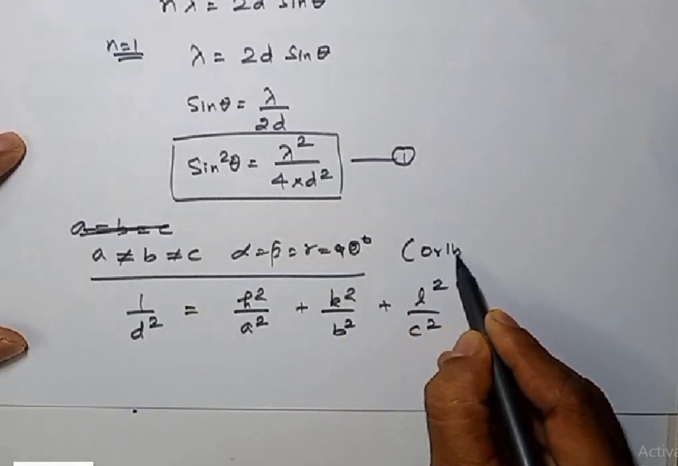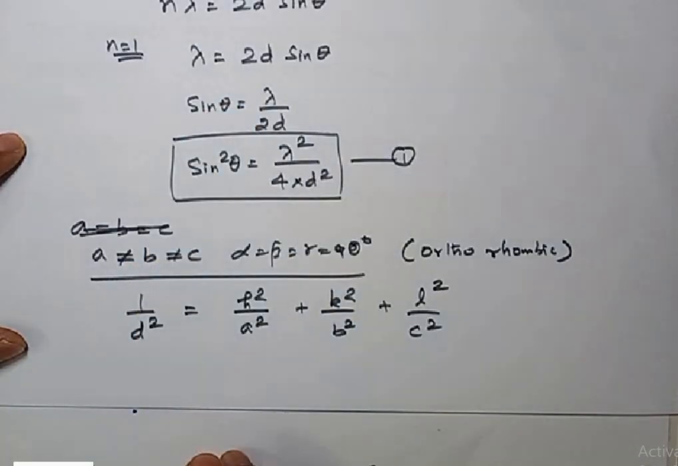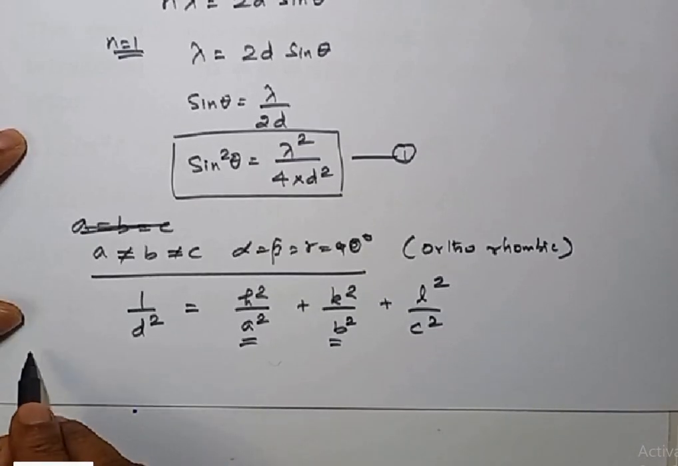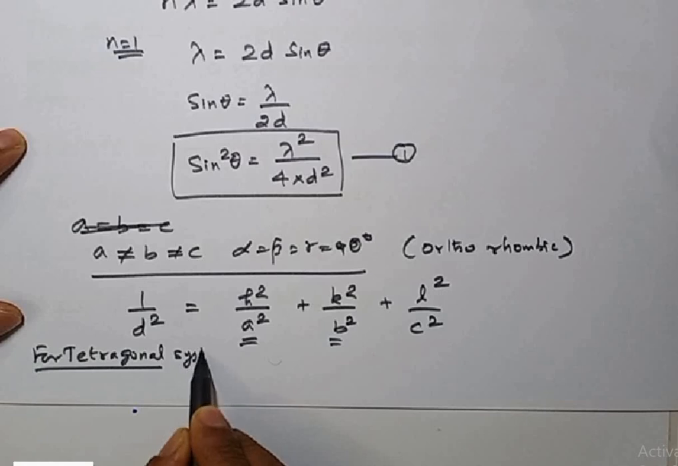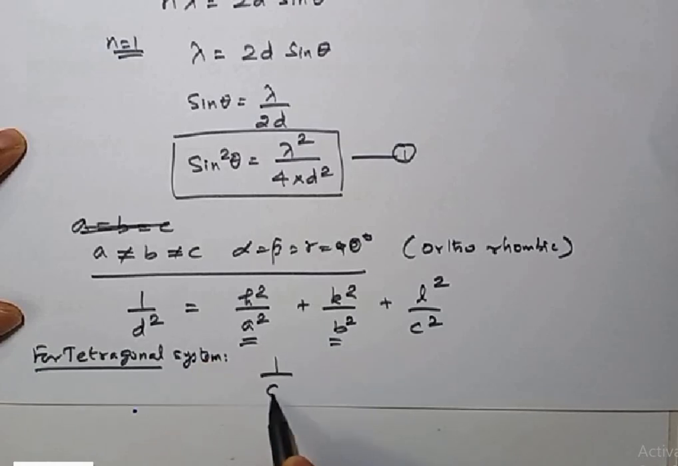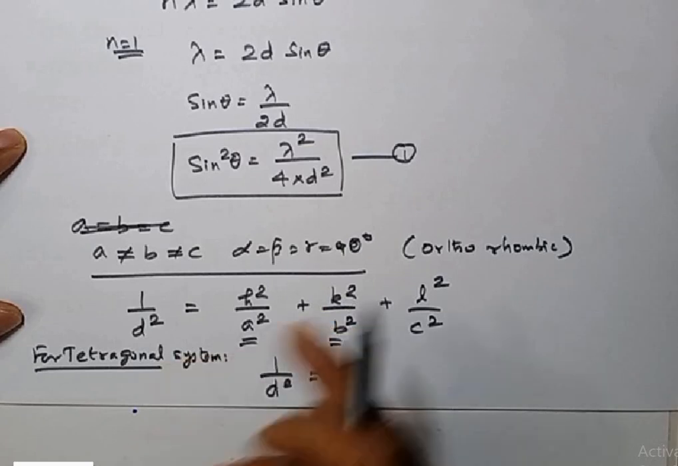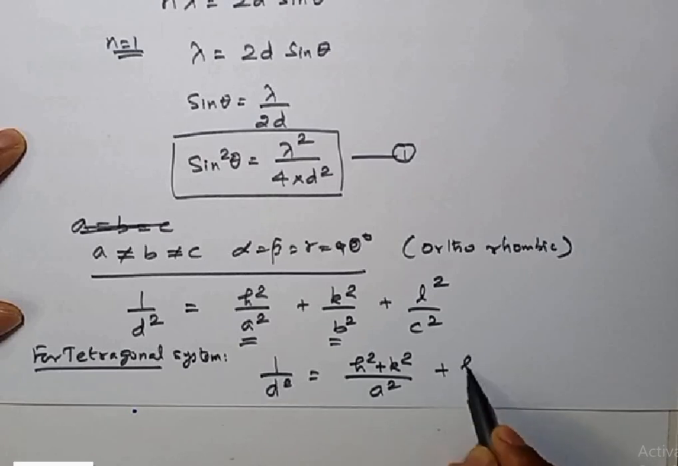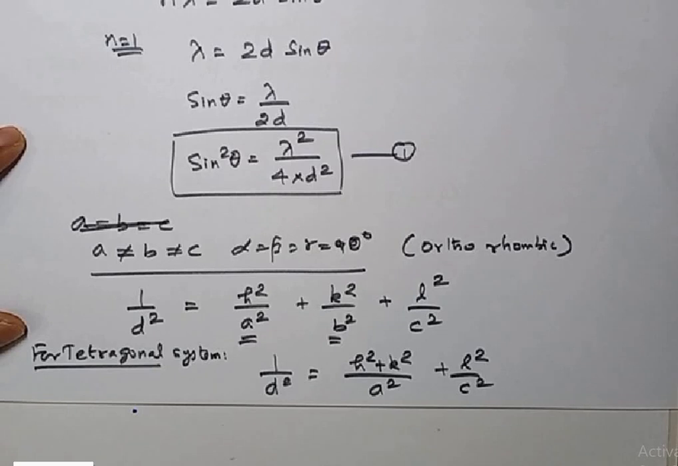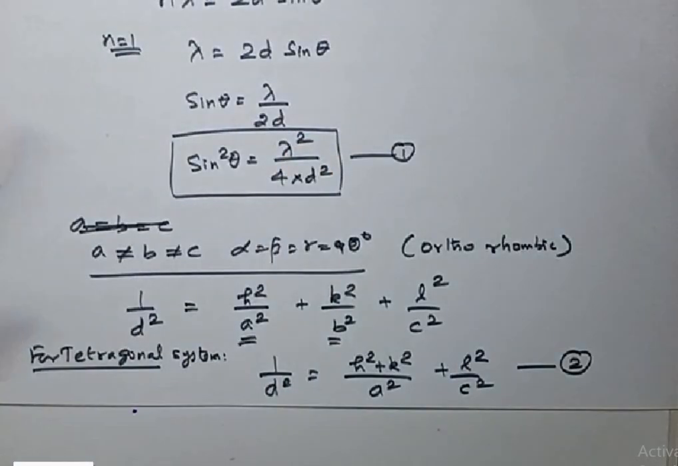This is orthorhombic. Now, in the case of tetragonal, A and B are equal, correct? So in the place of B square, you can put A square itself. So I can write for a tetragonal system, the equation becomes 1 by d square equal to, now A and B are equal, so I'll remove B square and replace it by A square itself. So what we get is h square plus k square by a square plus l square by c square. This is the 1 by d square formula. I'll take this as equation 2. I'm going to introduce equation 2 in equation 1. Okay, take down.